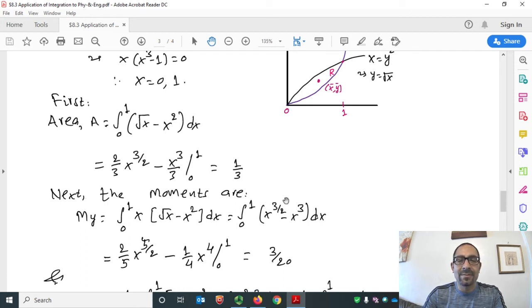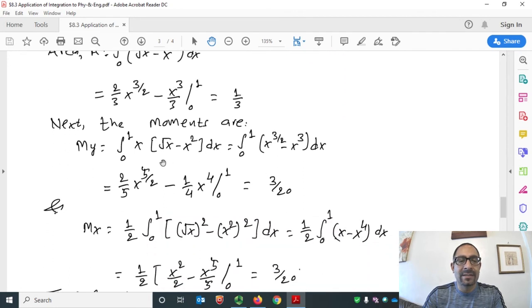Next, let's find the moments. So My equals the definite integral from 0 to 1. This is, by formula, x times the difference of the functions. Next, foil x inside, take the integration, and put in x equals 0 and 1. It turns out that My equals 3/20. I hope this computation makes sense to you all.